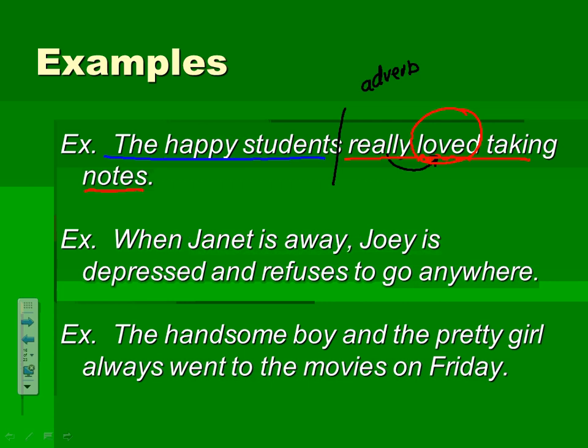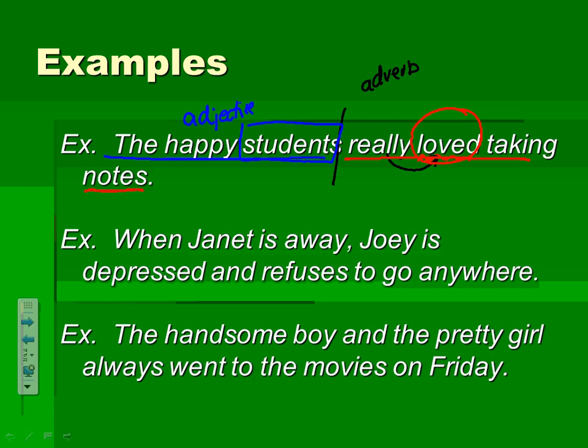Then I ask myself the question, well, who loved taking notes? The happy students. Be careful though. Am I going to put a box around happy? No, because happy is an adjective. It's not a noun. The only thing that I want to put a box around is students. Okay? So the core of my sentence is students loved. Okay? Students loved. Let's go through the other examples.